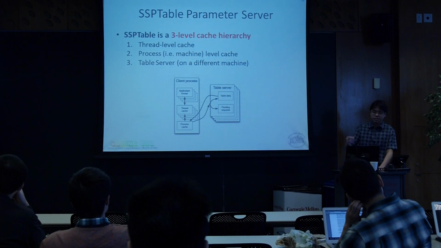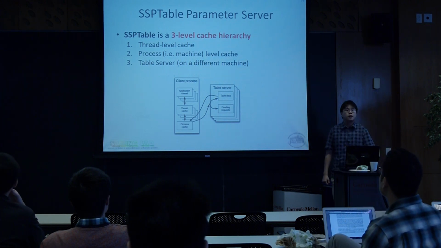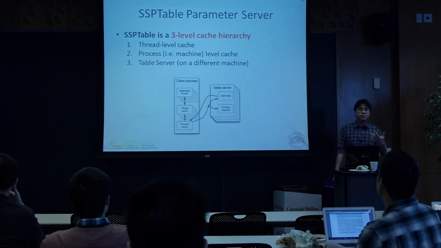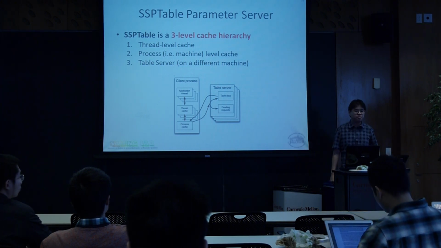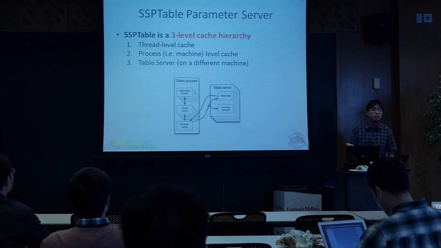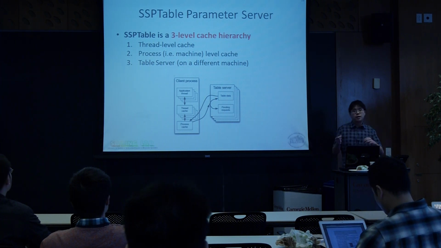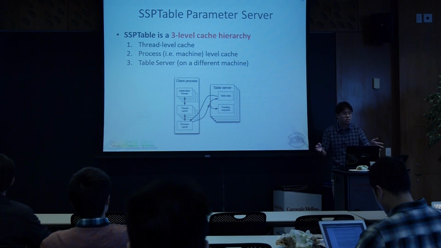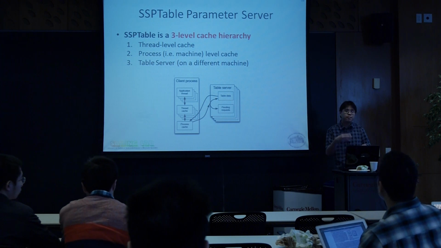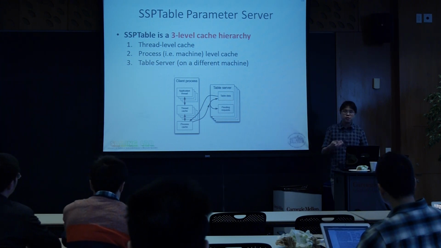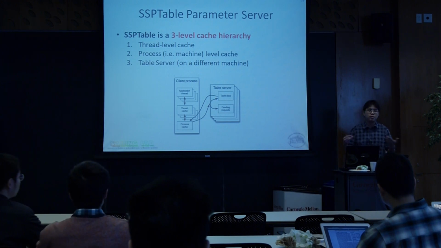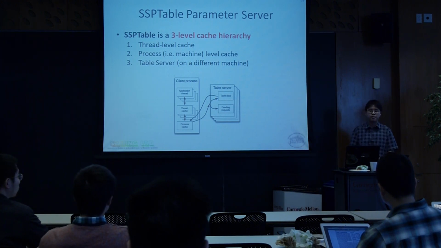So getting a little bit into the system's details, SSP Table, which is our parameter server implementation of the SSP communications model, is essentially a three-level cache hierarchy. So in a distributed system, you have machines, let's say p machines. And on every machine, you have some q threads, right? Because modern machines are multi-core. So you can run q threads times p machines to get q times p threads across the whole system.